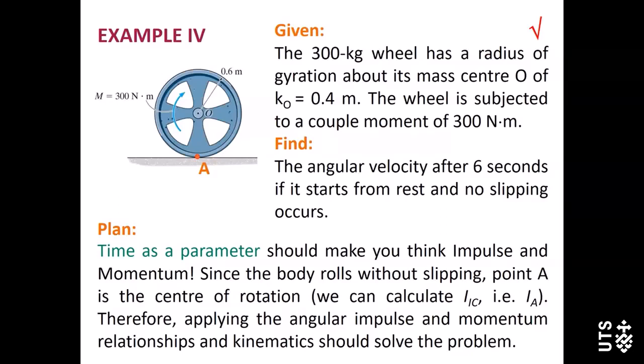Now, this wheel starts from rest. This is rolling without slip at the contact point between this wheel and the ground. The target is the angular velocity after 6 seconds. So this is a very typical problem we can solve using kinetic equation of motion plus kinematics of a rigid body.